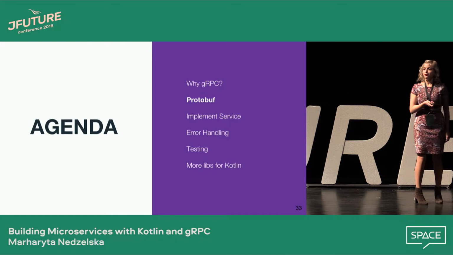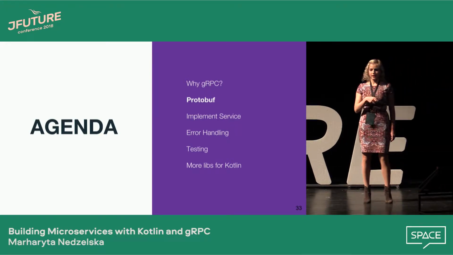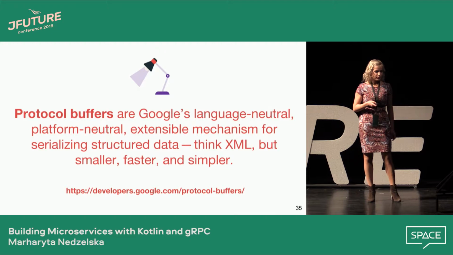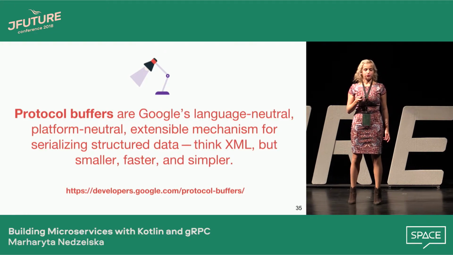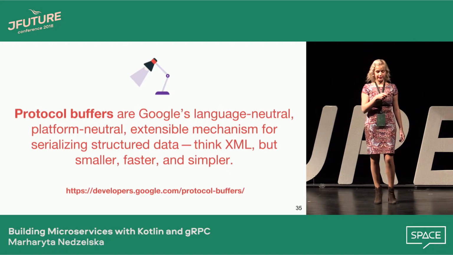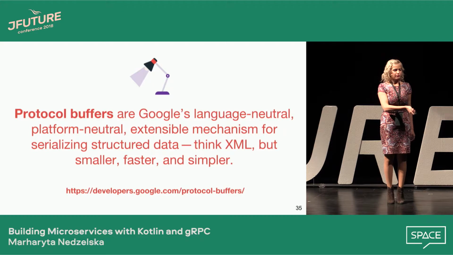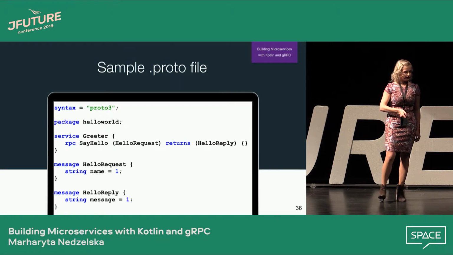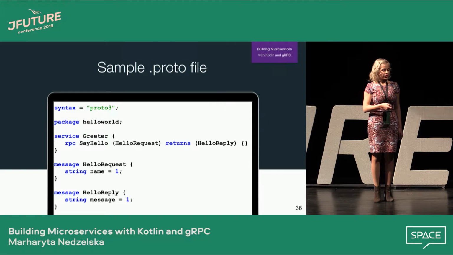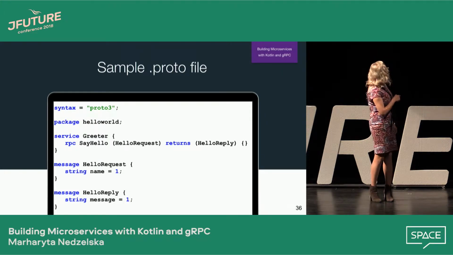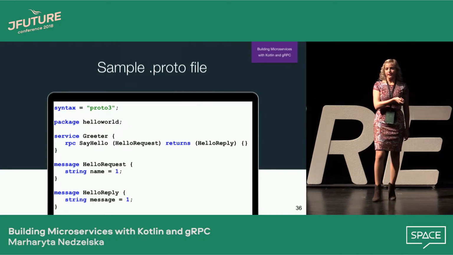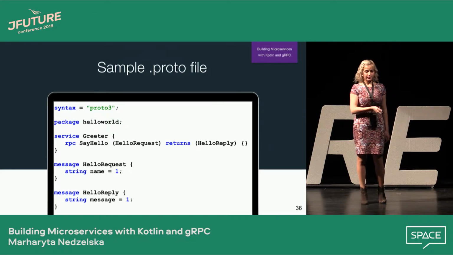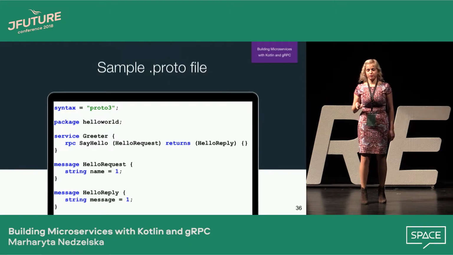Our next topic is protobuf. I already told you that we use protobuf for IDL, interface definition language. What is protobuf? According to Google, protocol buffers are an extensible mechanism for serializing structured data. So it's like XML or JSON, but simpler, faster, and smaller. How does it look? You should provide some protofile. In this protofile, you describe your service, your RPC calls, and then you just describe what your request and response are. Pretty simple. Then this protofile is compiled in any language you want, and you can use it in server and in client. In server, you should implement this method, and in client, you just use it.